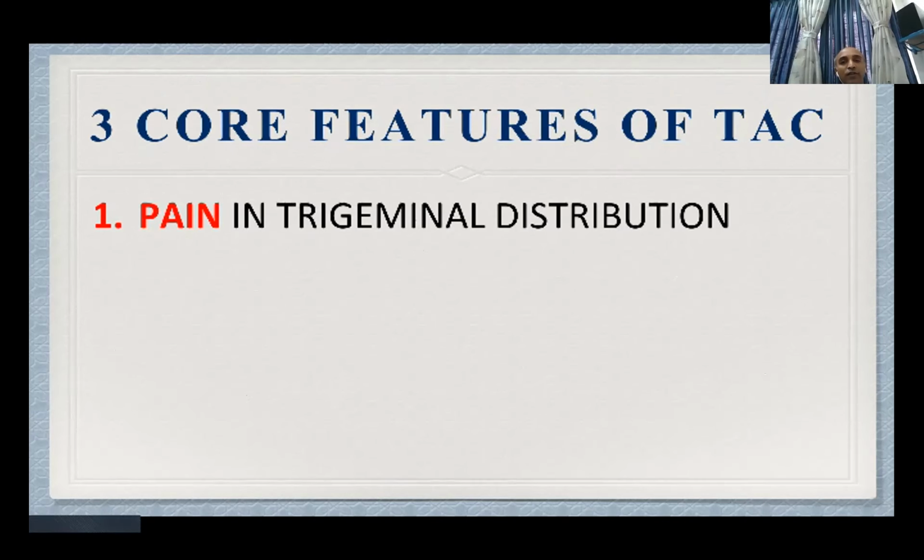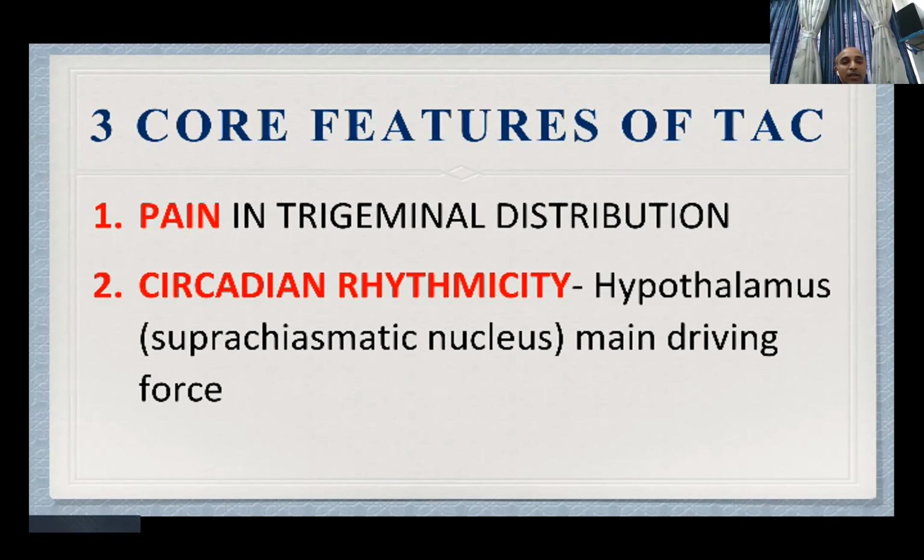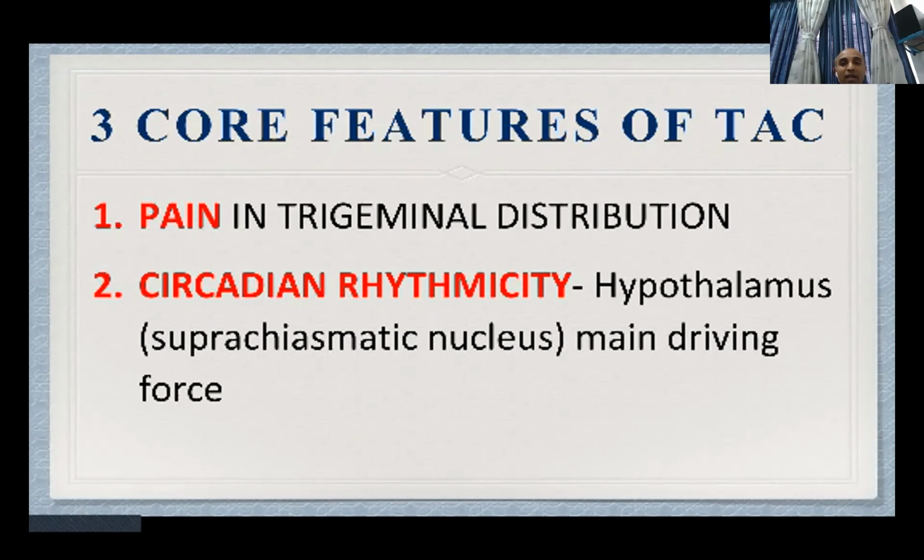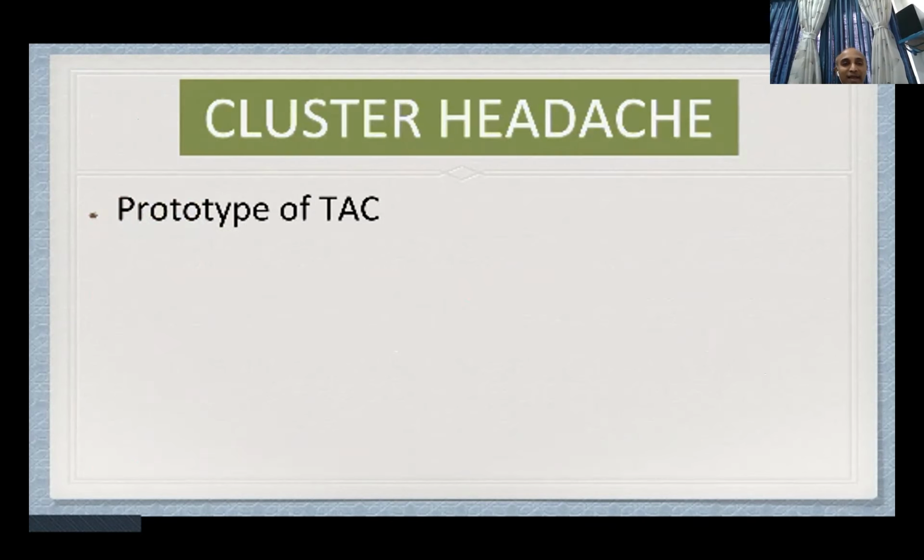So what are the three core features of trigeminal autonomic cephalgia? You will have pain in the trigeminal distribution. There will be circadian rhythmicity in some patients, and probably this is because of involvement of the hypothalamus. And there are autonomic symptoms and signs.